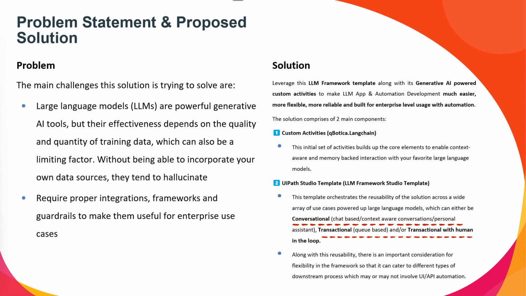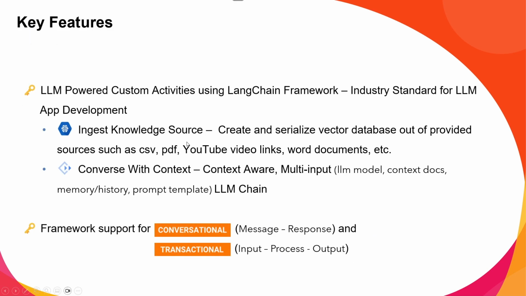But it also conserves the tokens by being able to fetch the most relevant chunks from the data sources that you provided, because LLMs can only fit so many words in a single call, and you don't want to fit a 100-page document into a large language model. So what these activities provide is a way for you to ingest sources and be able to use those sources in your automation or conversation with the large language models, right? So that's why it has these LLM powered custom activities using the Langchain framework.